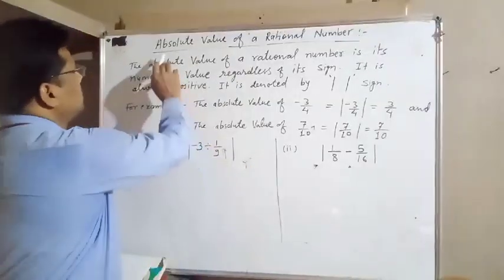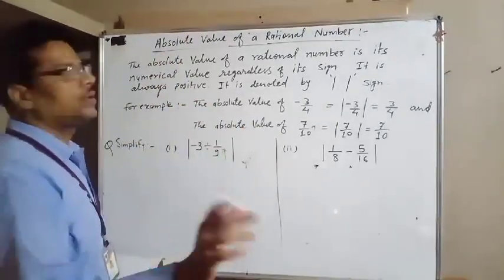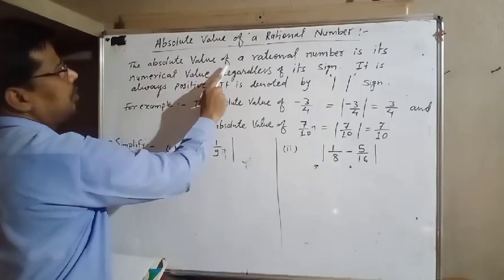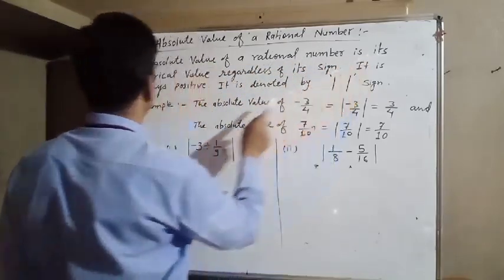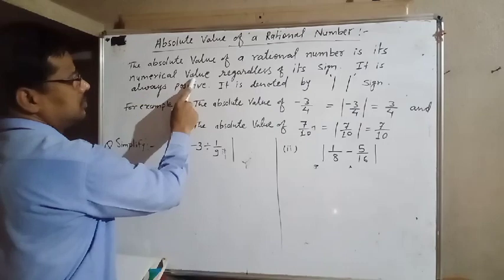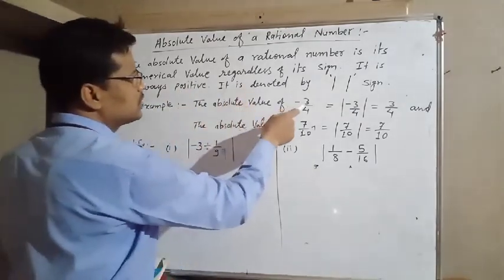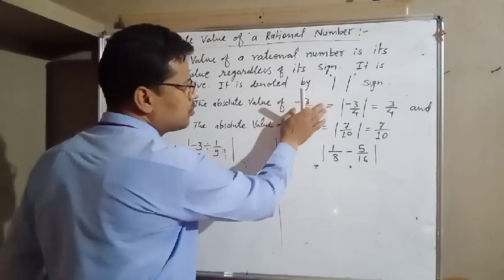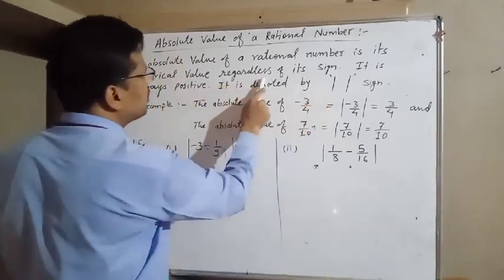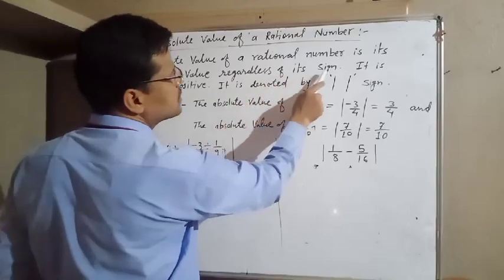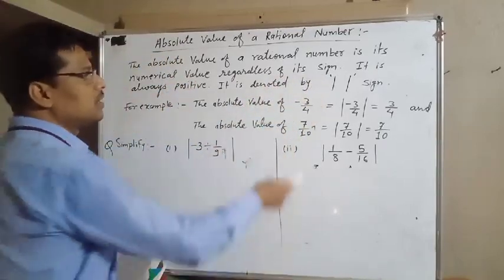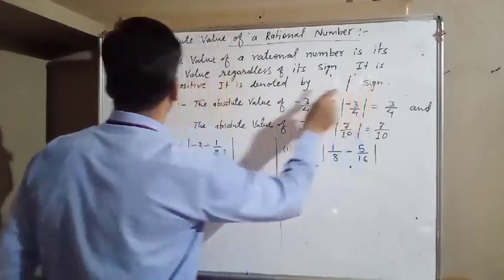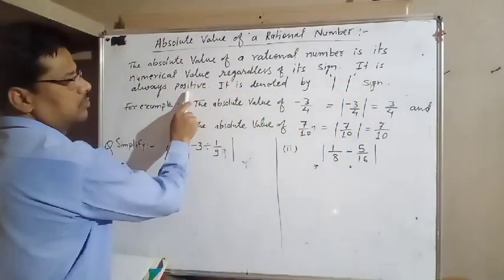Now we will learn how to find the absolute value of a rational number. The absolute value of a rational number is its numerical value. Do you know what numerical value is? In the number minus 3 upon 4, the numerical value is 3 upon 4, regardless of its sign. Regardless means the sign does not matter. It is always positive.